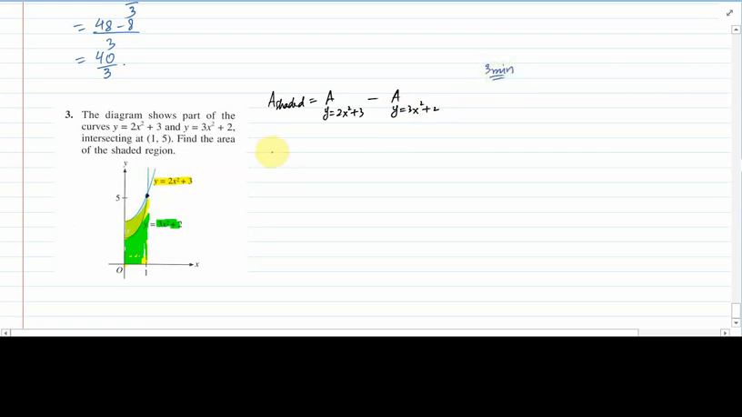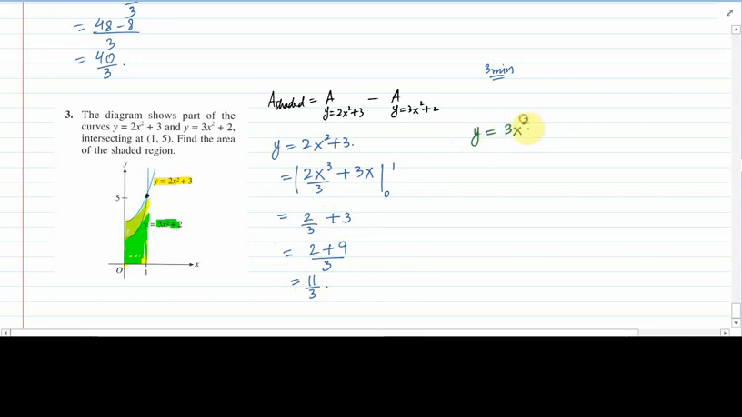So if I start with y equals 2x squared plus 3 integrated, that leads to 2x cubed upon 3 plus 3x. Limits we have are from 0 to 1. The upper limit gives 2 upon 3 plus 3. After taking LCM, it's 2 plus 9 divided by 3, which leads to 11 divided by 3. Similarly, for the next equation, y equals 3x squared plus 2 integrated, it will be x cubed upon 3, the 3 and 3 cancel, plus 2x, and the limits are from 0 to 1. So now it's 1 plus 2, which leads to 3.